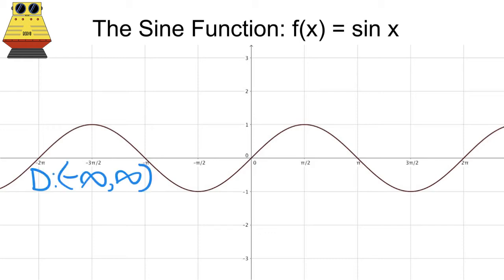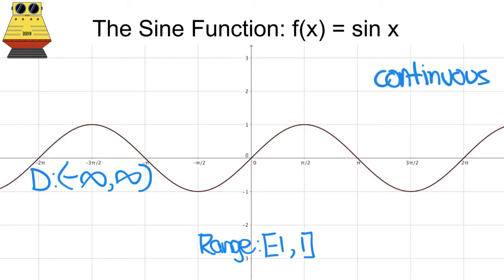The domain is all reals, and the range is -1, 1, inclusive of both of those values. The sine function is a continuous function. It's bounded above and below, and it has origin symmetry. It's a little hard to see that, but again, if you reflect the curve in the first quadrant over the x-axis, then reflect it over the y-axis, you'll see.